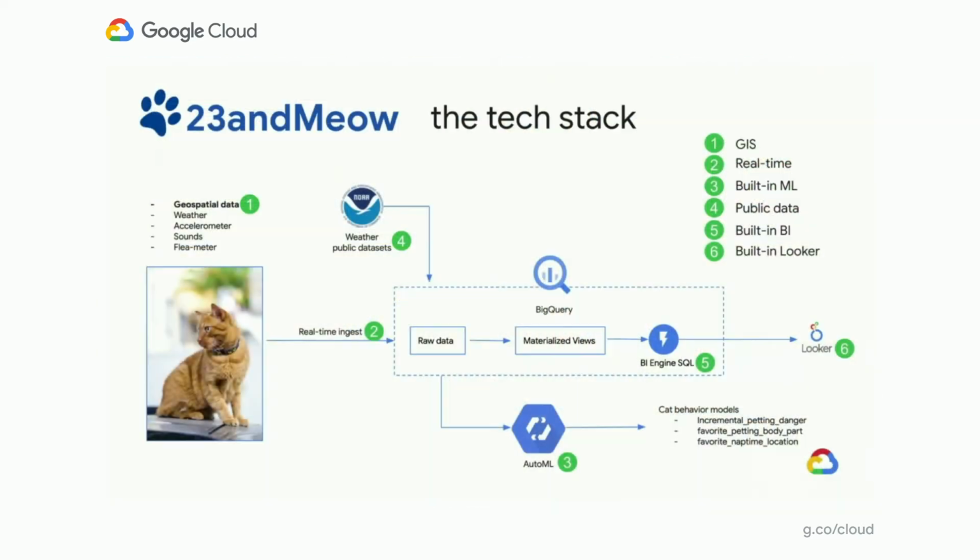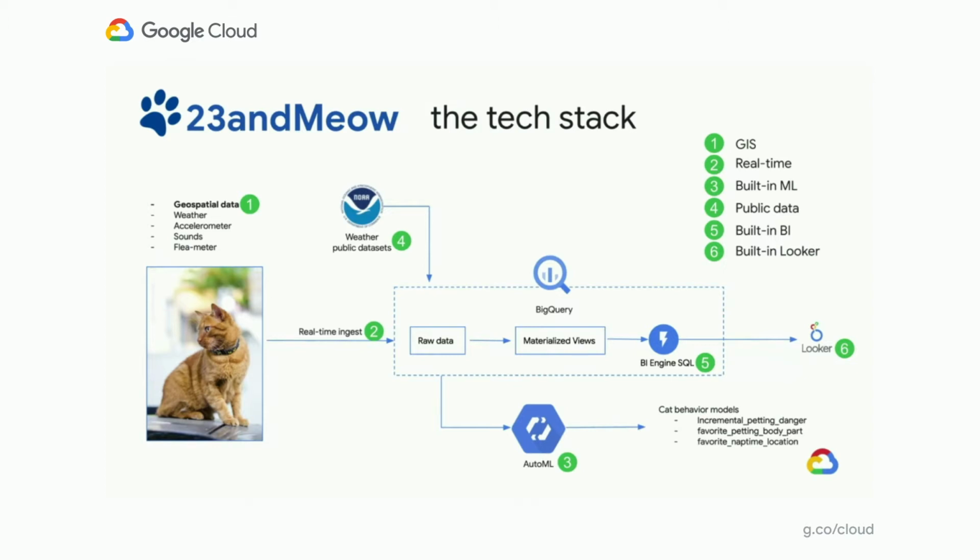It's beautiful. So let's take a look at the tech stack. 23 and Meow heavily relies on BigQuery. In fact, it's essentially the only thing that 23 and Meow is doing. They picked BigQuery because it's very easy to get started. Its time to market is critical because there are other similar startups that are trying to do the same thing. So 23 and Meow wanted to pick technology that's serverless, that's easy to get going with, and also easy to grow with. So let's walk through this technology stack.